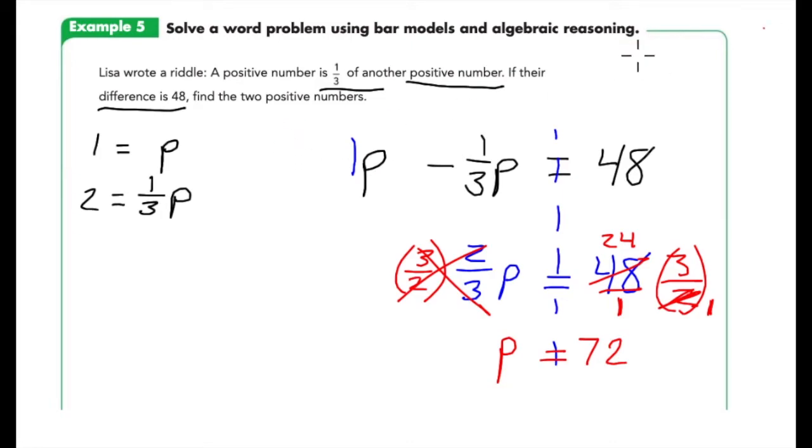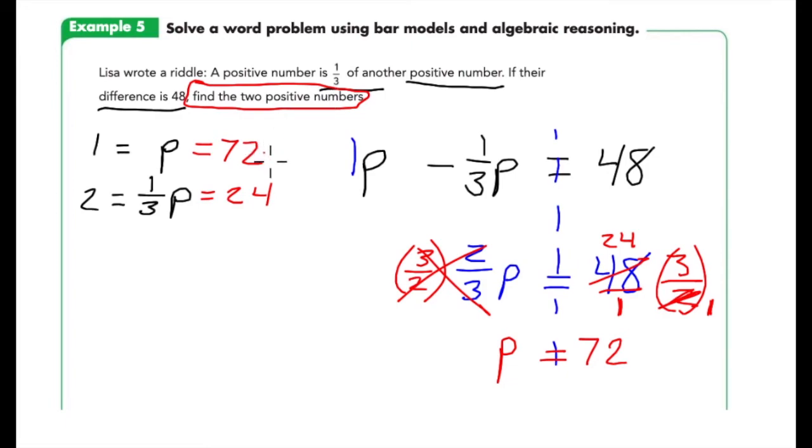Now in our problem, we want to find the two positive numbers. So to find the two positive numbers, I'm going to plug in 72. The first one is going to be 72 because p equals 72. And then the second one is 1/3 of 72. 72 divided by 3 would give us 24.